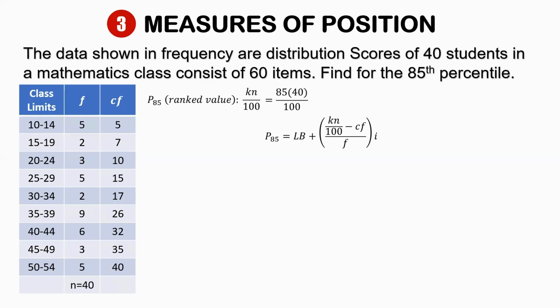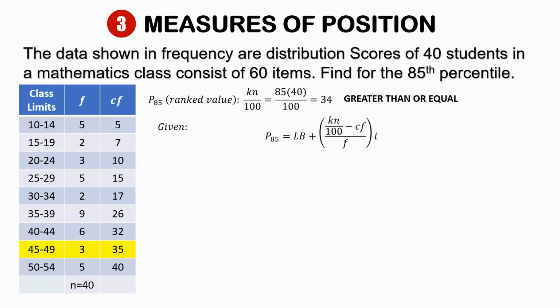So 85 times 40, where 40 is the total number of frequencies, divided by 100, is equal to 34. We are going to look again for the rank class, which will be greater than or equal to 34. That is the highlighted color again. So 45 to 49 is the class limits, the frequency is 3, and the cumulative frequency of that row is equal to 35.